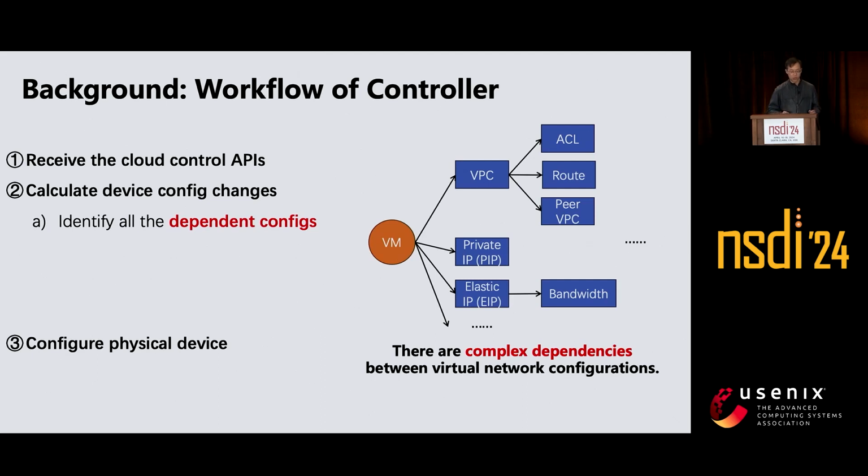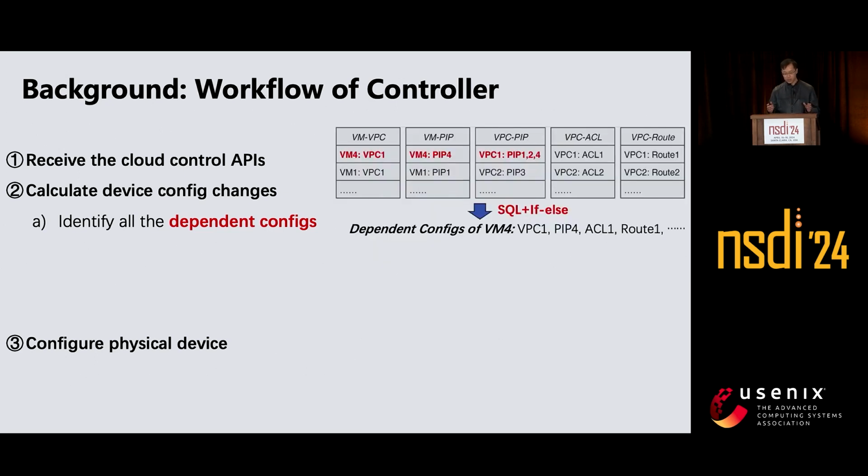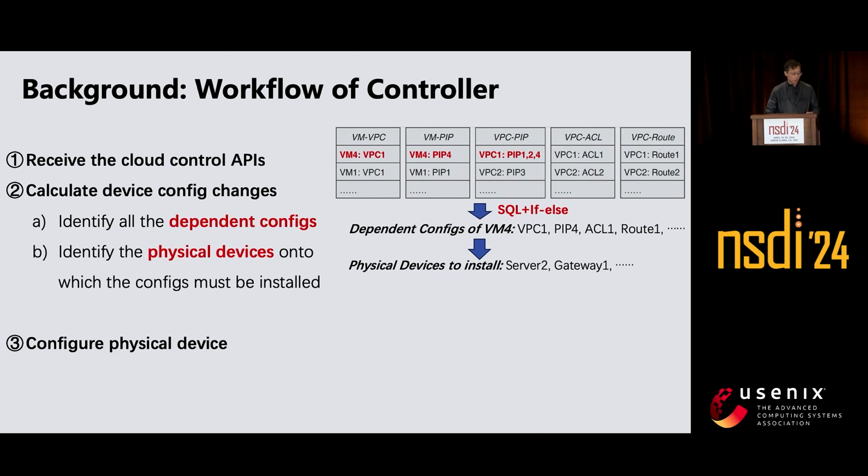The first thing in the calculation, we need to identify all the dependent configs, so it tries to do all kinds of SQL and if-else logic to find out all the dependent configs. Second, it tries to locate what devices this config should go to. Should it go to host A or host B? Should it go to virtual gateway or virtual gateway 2? So the second thing is to locate all the devices.